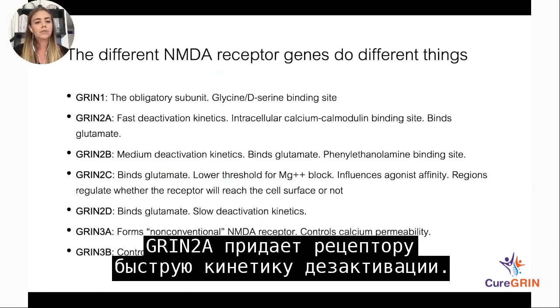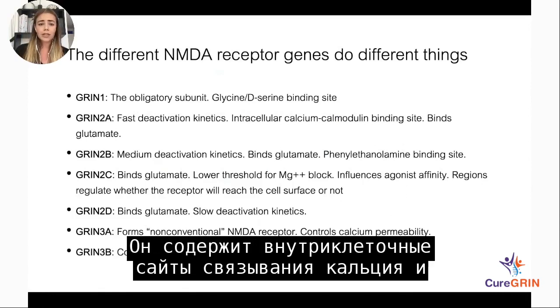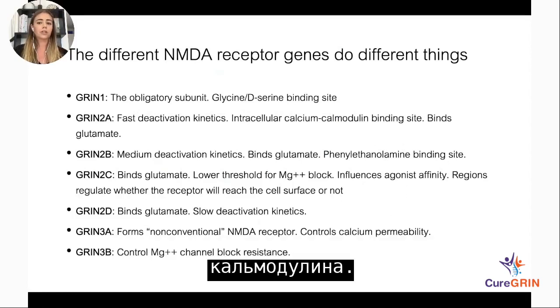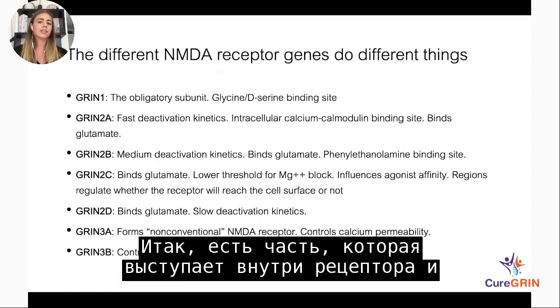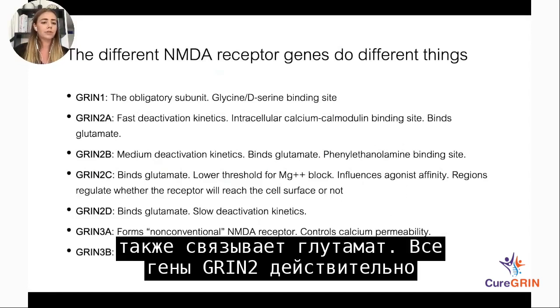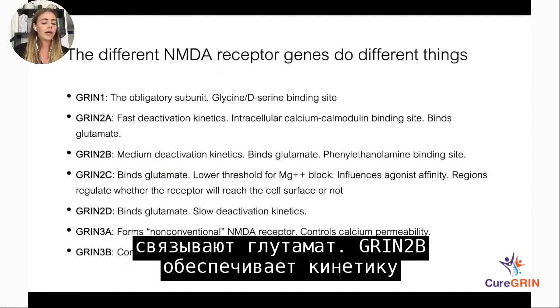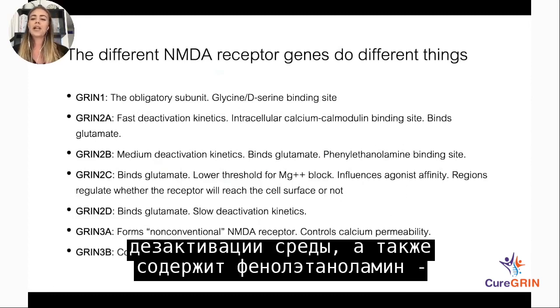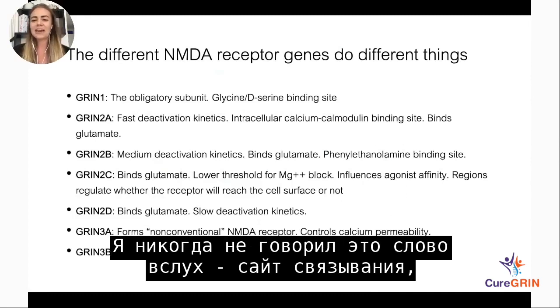The GRIN2A confers fast deactivation kinetics to the receptor. It contains an intracellular calcium and calmodulin binding site. So there's a part that sticks out in the inside of the receptor and does all these cool intracellular things. And it also binds glutamate. All of the GRIN2 genes actually bind glutamate. The GRIN2B confers medium deactivation kinetics, and it also has a phenylethanolamine, never said that word out loud, binding site.